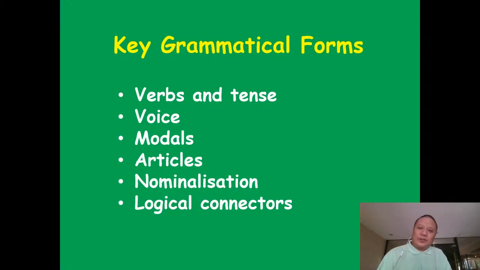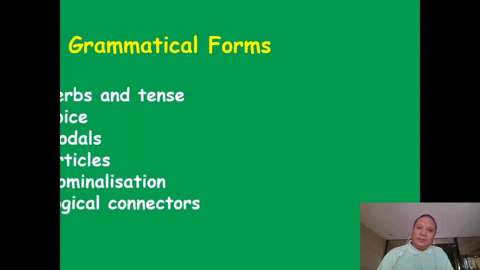Okay? So of course you have key grammatical forms, logical connectors, nominalization, meaning these are words that are not objects but are considered as nouns. They're not objects but they are considered nouns, like exposure. Okay, and so there are many other words that are key to grammatical forms.